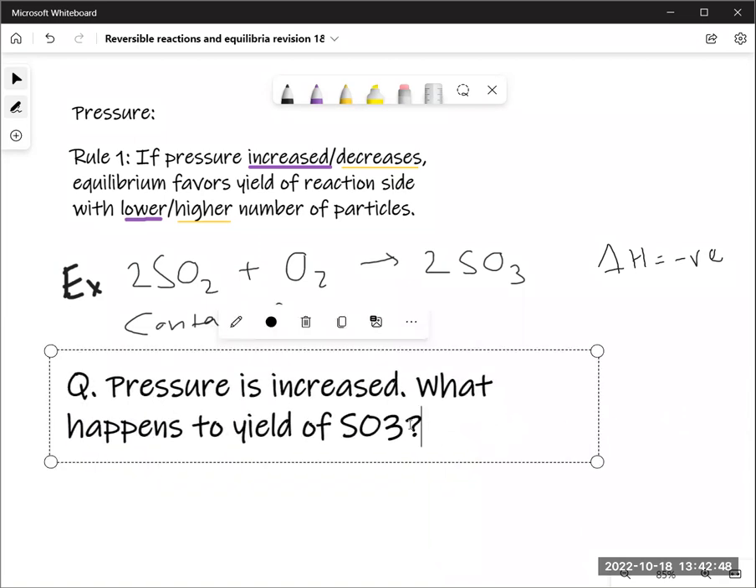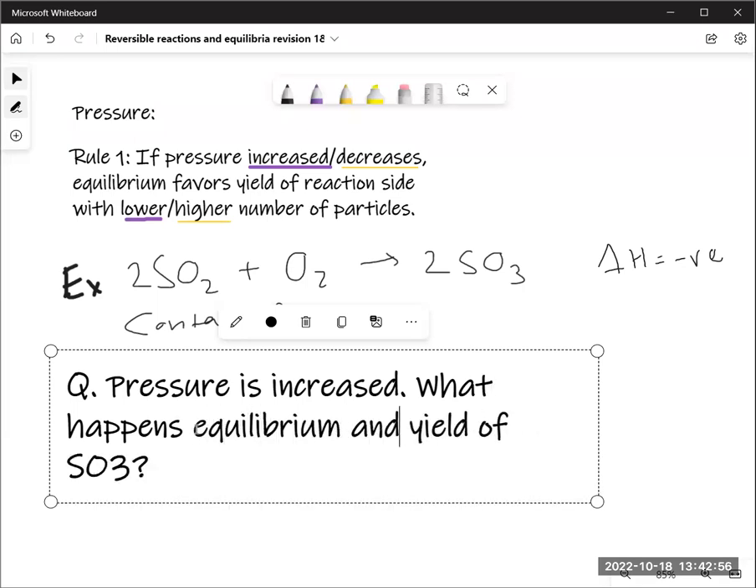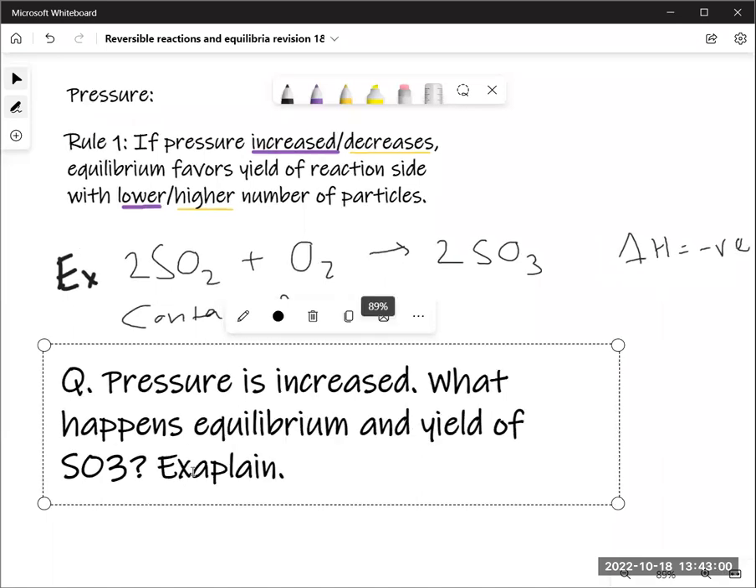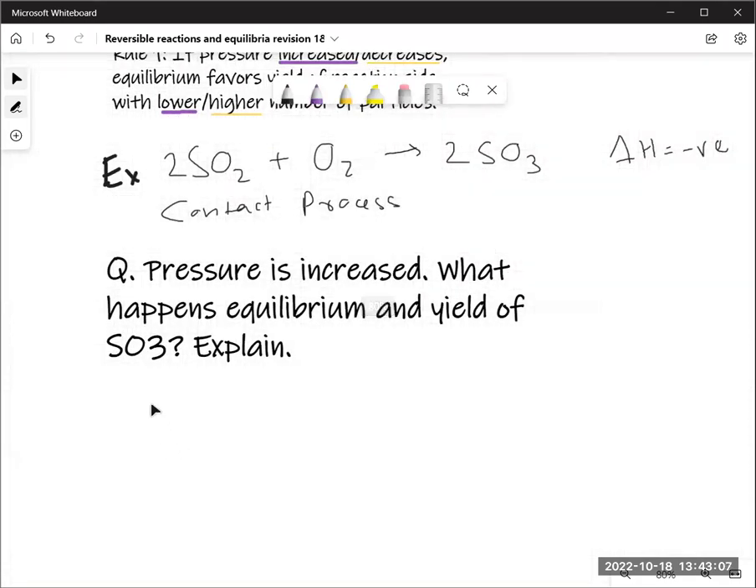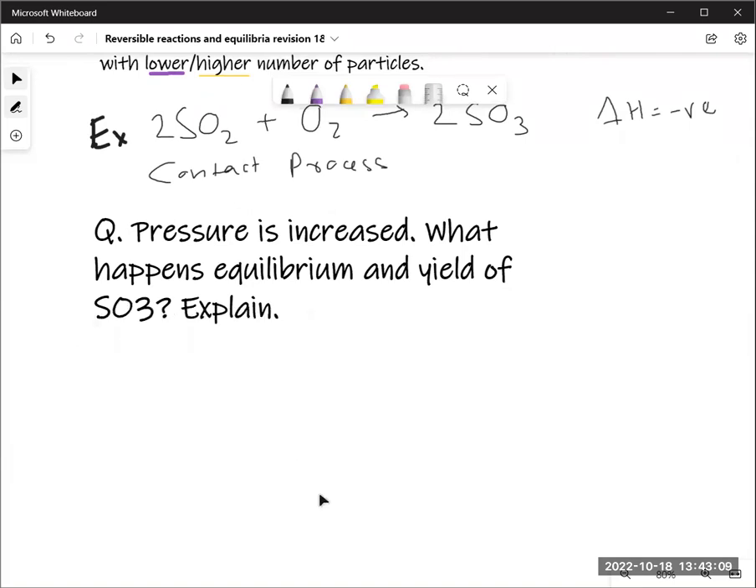Let's say, what happens to SO3? It increases. Equilibrium and yield of SO3. Explain. Equilibrium shifts to favor the forward reaction, and yield of SO3 will increase because when pressure is increased.